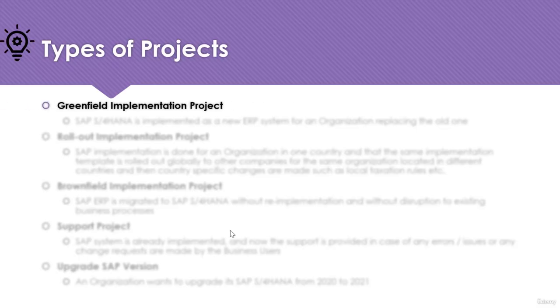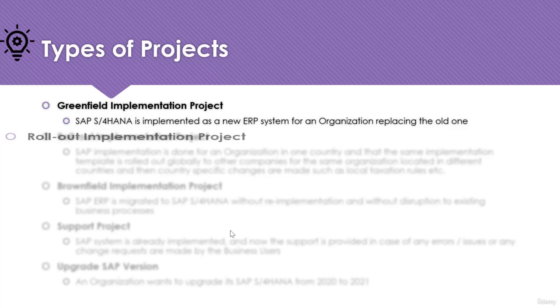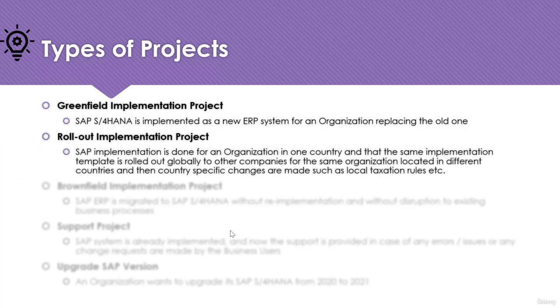Greenfield implementation project. SAP S/4HANA is implemented as a new ERP system for an organization, replacing the old one. Rollout implementation project. SAP implementation is done for an organization in one country, and the same implementation template is rolled out globally to other companies of the same organization located in different countries. And then country-specific changes are made, such as local taxation rules, etc.